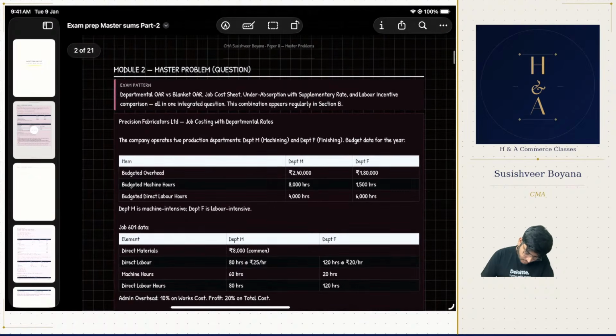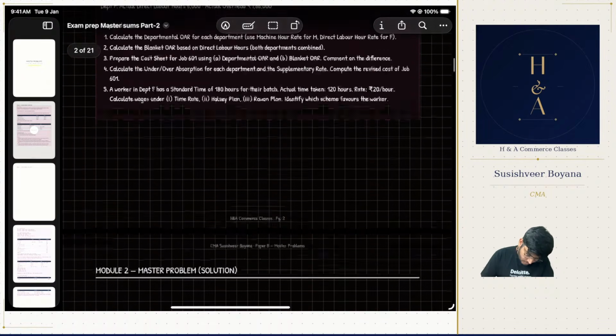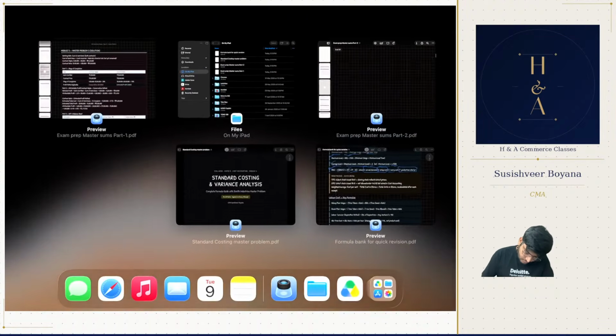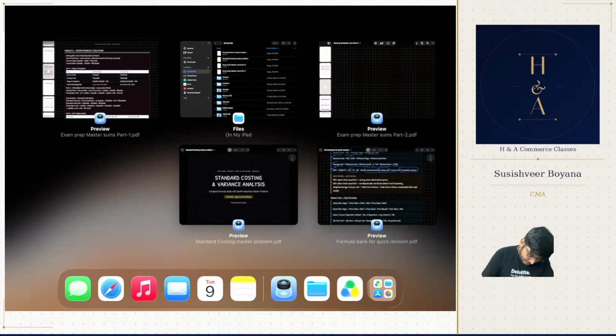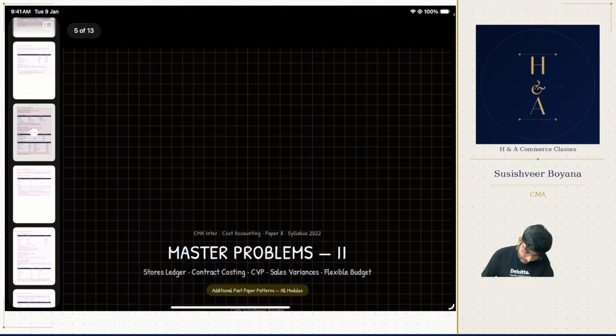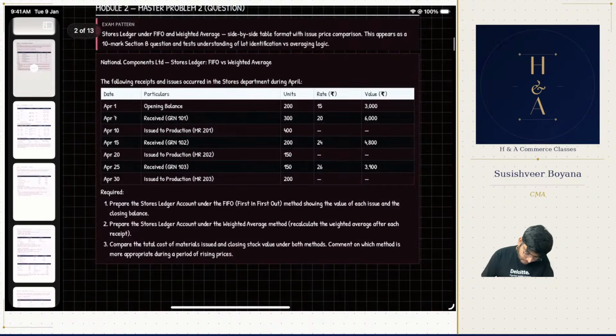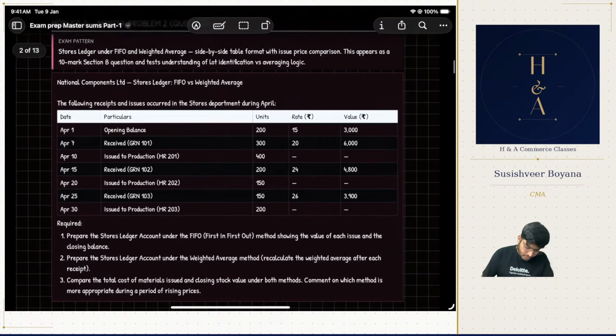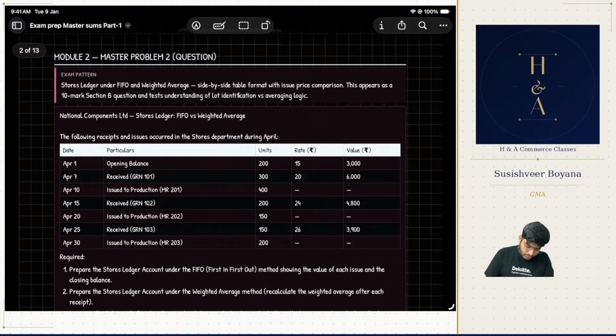Right. No, this is supplementary. Okay, there we go.